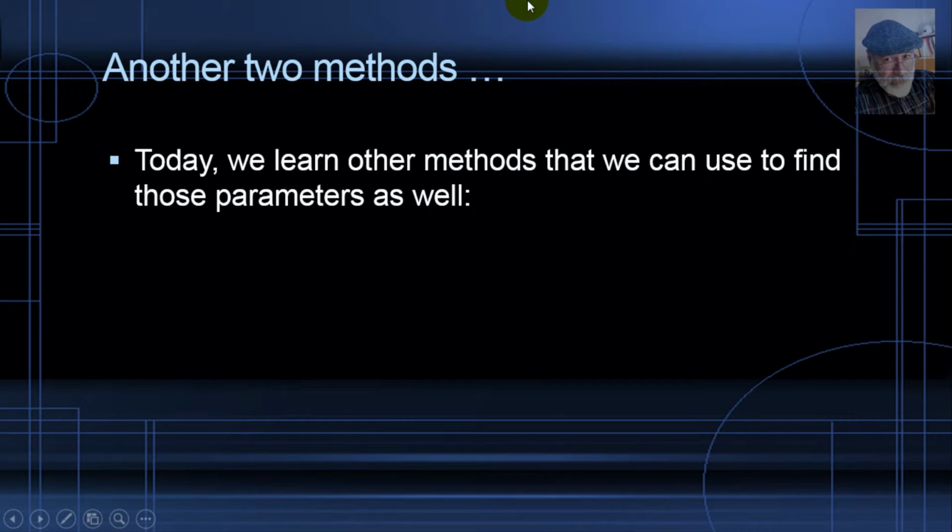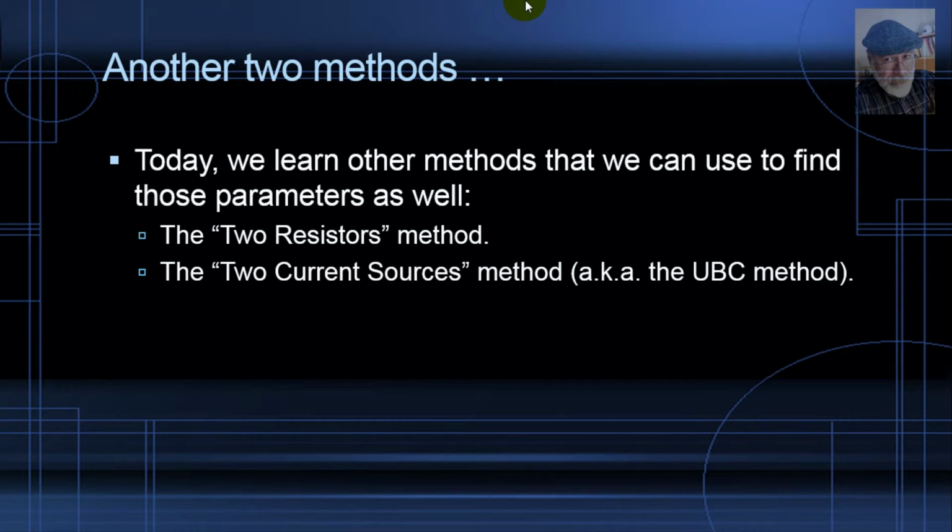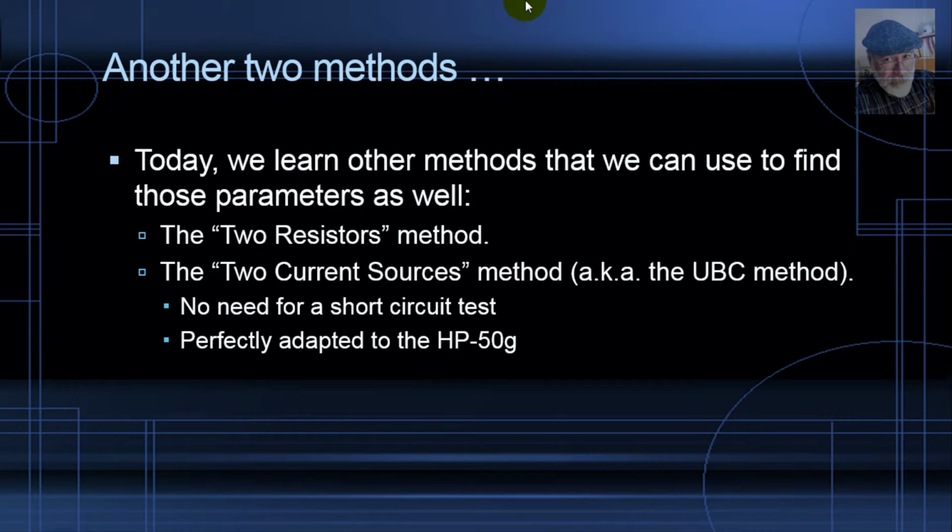Today we learn other methods that we can use to find those two parameters, the two resistors method and one method, the two current sources method, that I sometimes call the UBC method, because that is a method that I myself concocted for the sake of my students here at UBC. It does not need a short circuit test, which is something that has given grief to many students I've known over the years, and secondly, it applies perfectly to the HP50G, which is equipment my students here at UBC use.